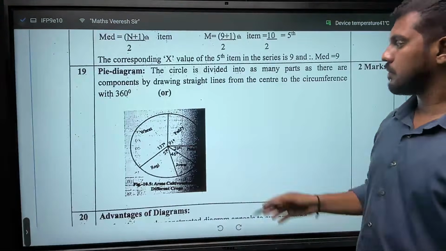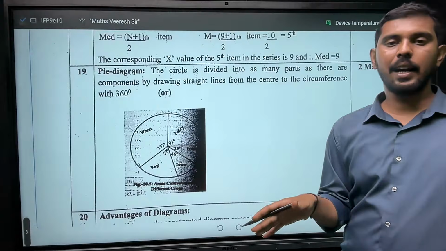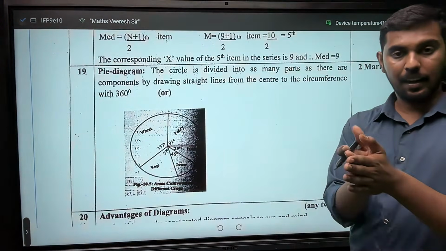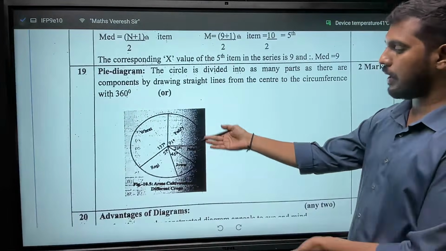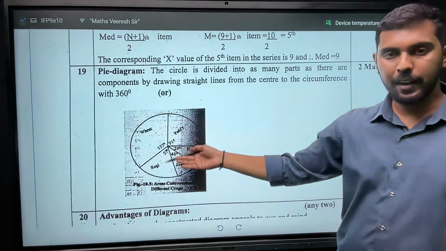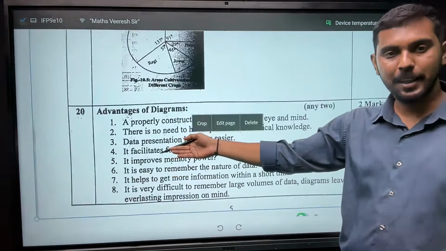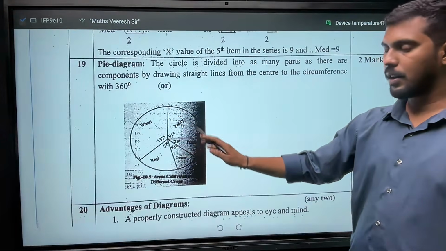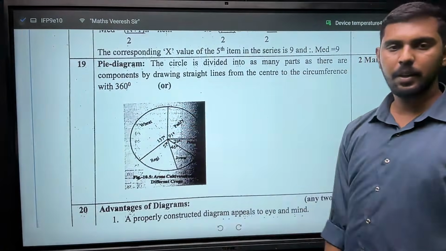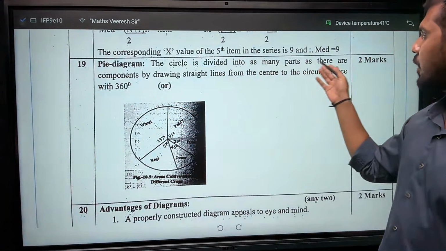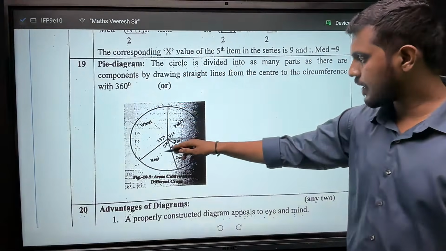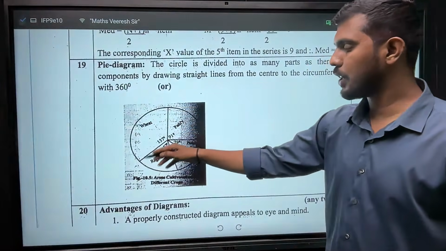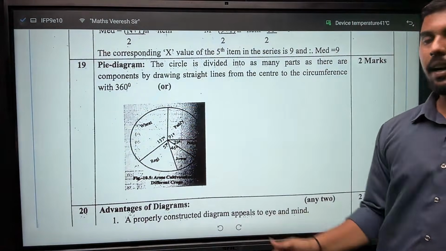Pie diagram: ఒక సర్కిల్ వేసి మధ్యలో డివైడ్ చేస్తే అదే పై డయాగ్రామ్. Circle is divided into many parts. దాని పేరే పై డయాగ్రామ్. నువ్వు ఏదైనా రాయి, wheat, paddy, ragi, jowar and pulses. You can write all these things and you can divide it into percentage. So circle divided into many parts are components by dividing a straight line from the center to circumference. ఇది circumference. ఇక్కడ నుంచి డ్రా చేస్తే దాన్ని ఈక్వల్ పార్ట్స్ చేస్తేనే దాని పేరే పై డయాగ్రామ్.